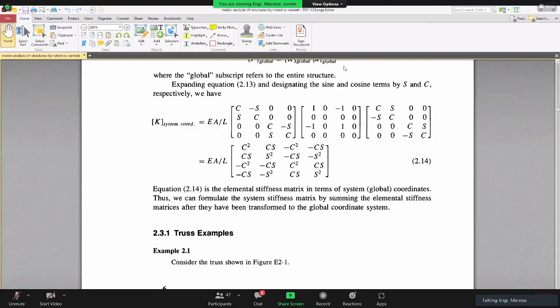This is the elemental stiffness matrix. So its angle is very important. The angle is measured from the x-axis to the member, counterclockwise to be positive. C is the cosine and S is the sine.